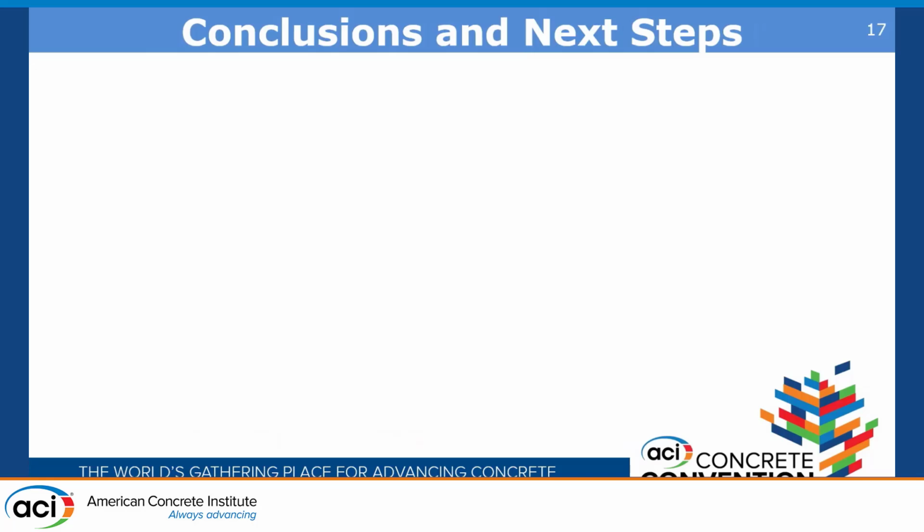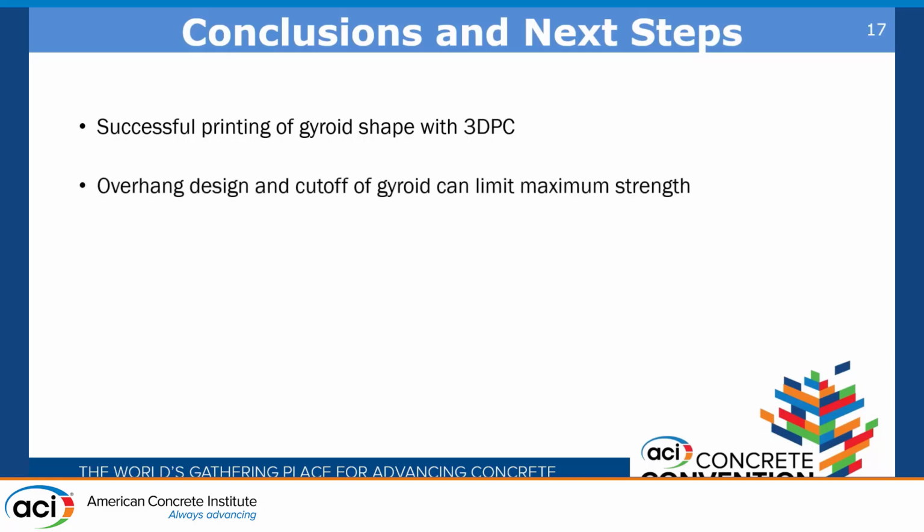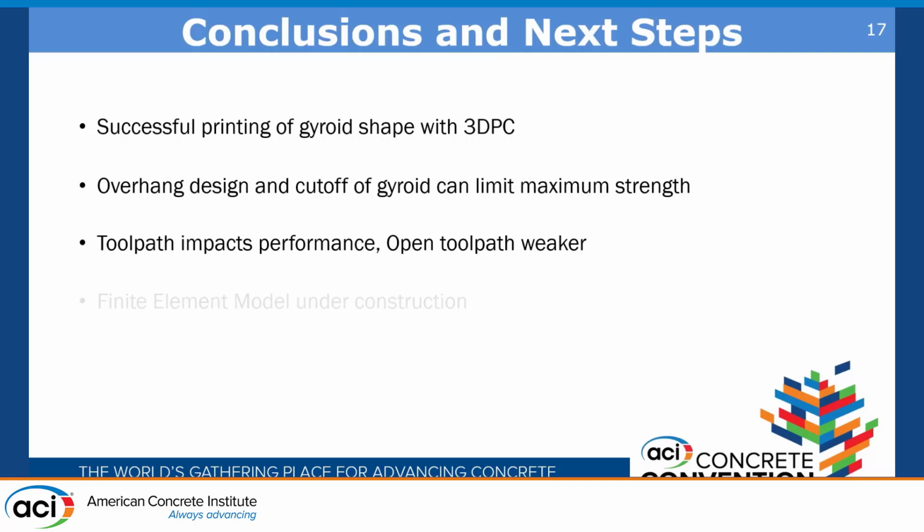So from this, what we were able to determine is that we had successful printing of our gyroid shapes with our 3D PC elements, and that our overhang design and the cutoff of our gyroids can limit its maximum strength, as the closed toolpath wall failed in a way that showed that it was just stress concentrations and not the entire wall in and of itself. So there's still room for us to optimize there. The toolpath we choose will impact our performance, with the open toolpath failing in a different way and being significantly weaker than our closed toolpath.